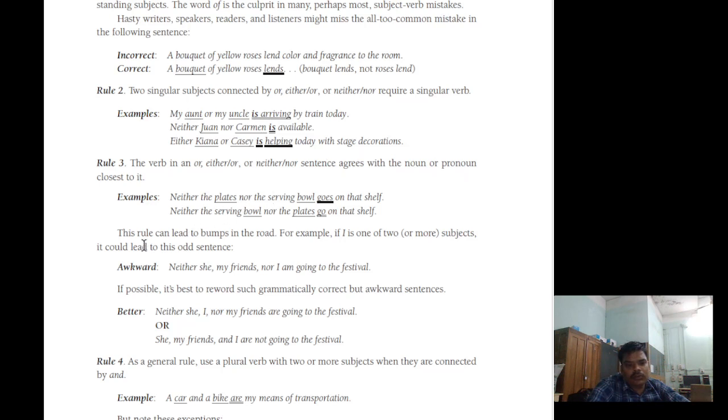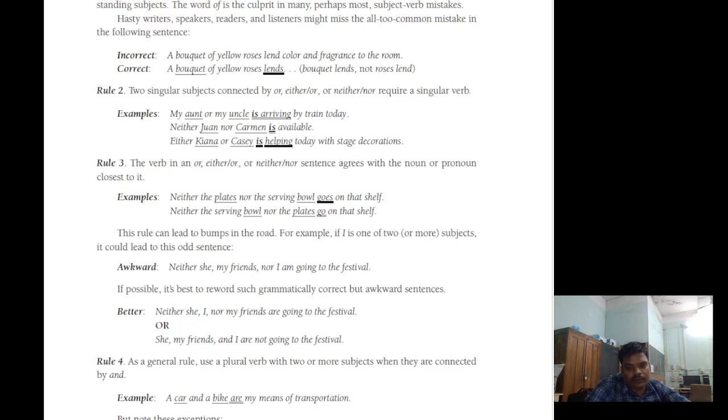Next, this rule can lead to bumps in the road. For example, if I is one of the two subjects, it could lead to this odd sentence. Awkward: neither my friend nor I am going to the festival. If possible, it's best to reword such grammatically correct but awkward sentences.